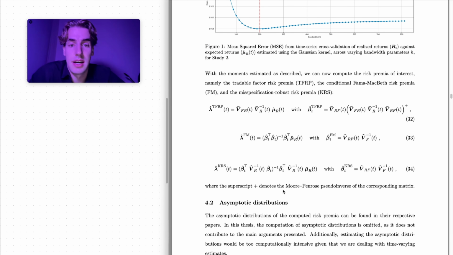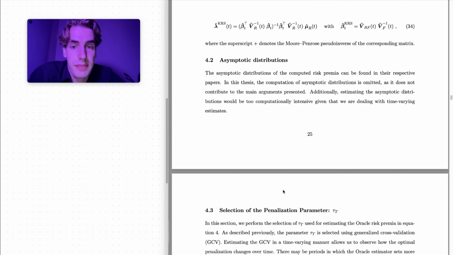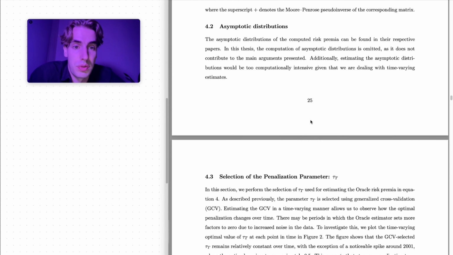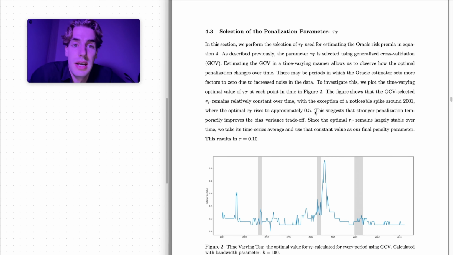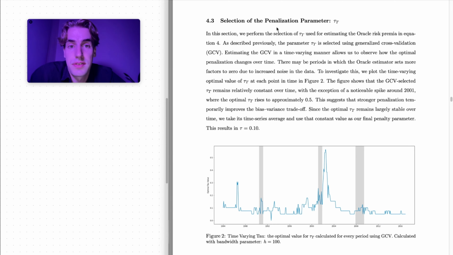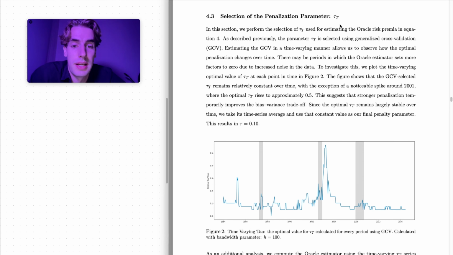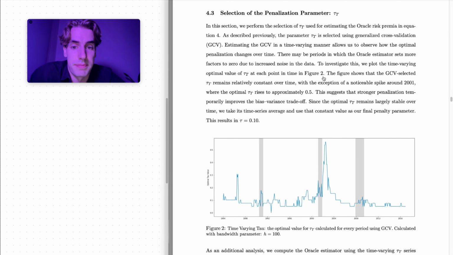Well, here again are the different ways to calculate all the risk premia, the time-varying risk premia used in this thesis. Asymptotic distributions we are not doing here, but we can refer to their respective papers. And also the selection of the penalization parameter tau, what we talked about before as well, is being done here.